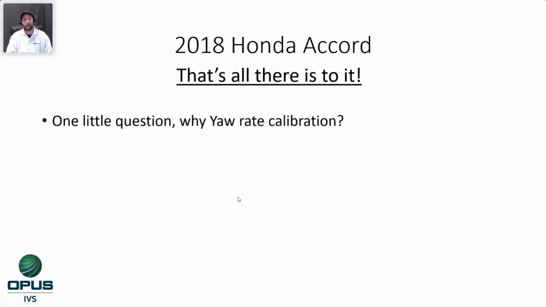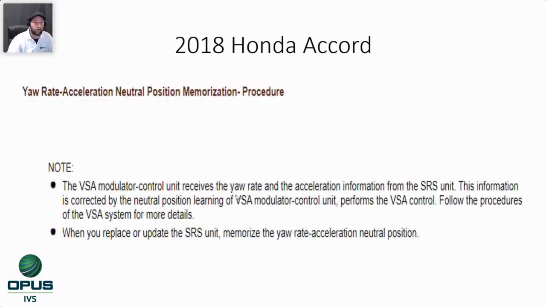I apologize. So one little question though for you. Why yaw rate calibration? Well, because the VSA modulator receives the yaw rate and acceleration information from the SRS unit now. There's no separate rollover sensor. There's none of that. What we have is a smart SRS unit.